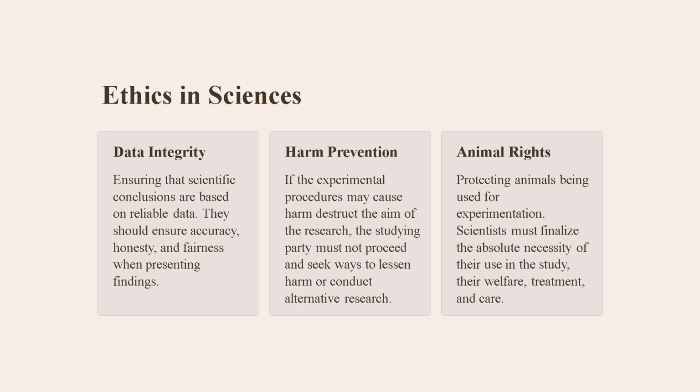Harm prevention: if the experiment procedure may cause harm that defeats the aim of research, the study party must reconsider the process and seek ways to lessen harm or conduct alternative research. You have to always find a better way or alternative if harm is going to be created. And animal rights: protection of animals being used for experimentation. Scientists must justify the absolute necessity of their use and study their welfare, treatment, and care of the animals they are treating.